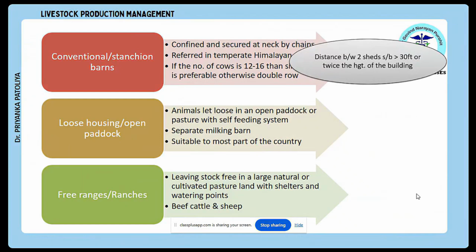Here, in a conventional barn, the animal stays in the same house, and the milking is also done in the same shed itself. So the distance between the two sheds should not be more than 30 feet, or it should be twice the height of the building.